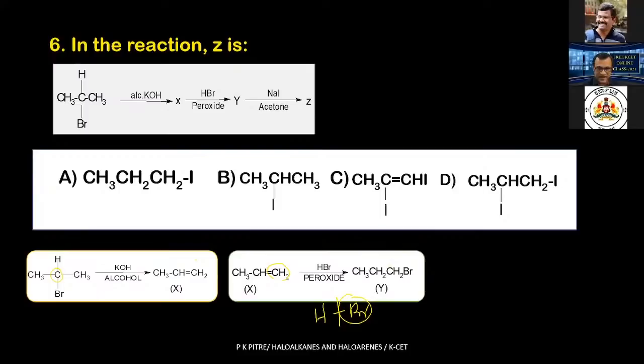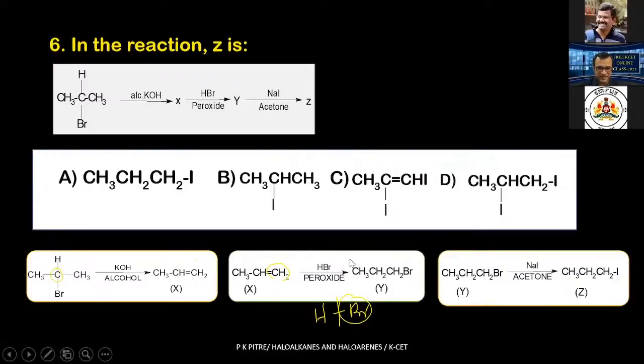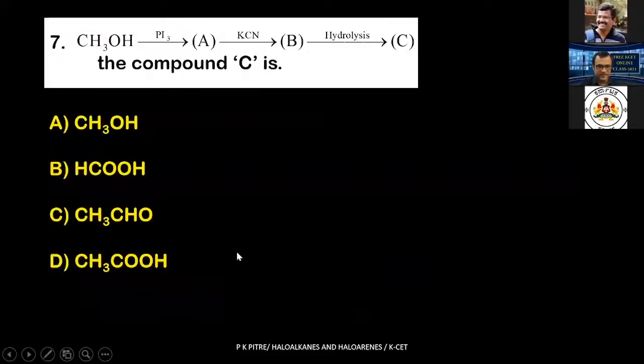Then Y is treated with NaI in acetone. So what is happening? What is this reaction? You have learned this reaction. This is the Finkelstein reaction, where your Br is replaced by I. And what are you getting? You are getting 1-iodopropane. And what should be your option here? Obviously, it should be your first one, that is A. Fine. If you write the reaction in sequential order, you will always reach the correct answer.